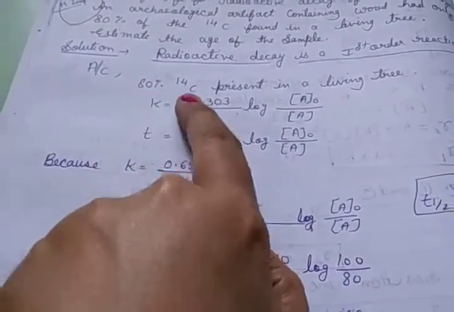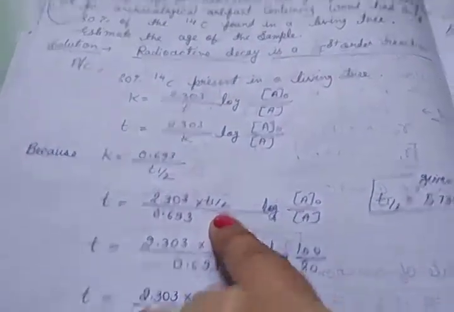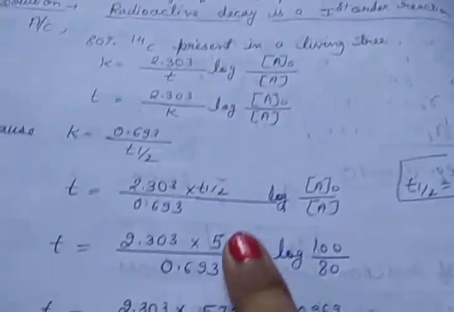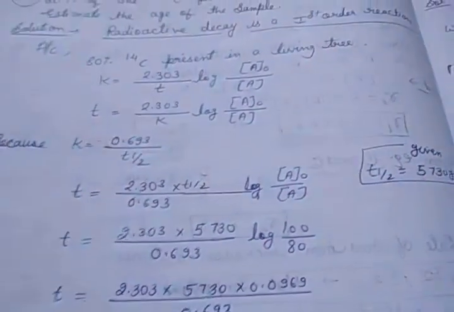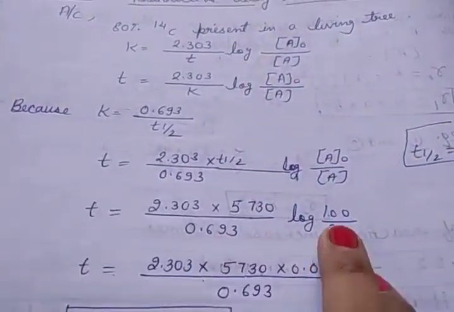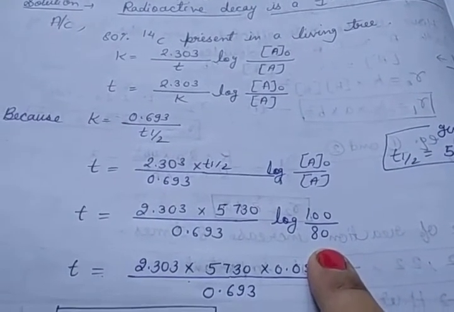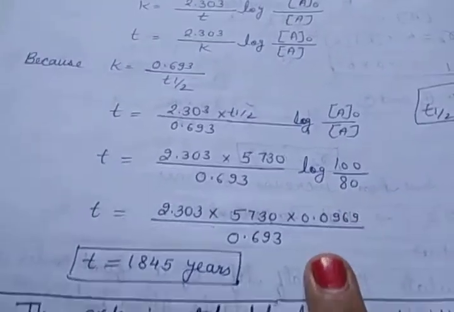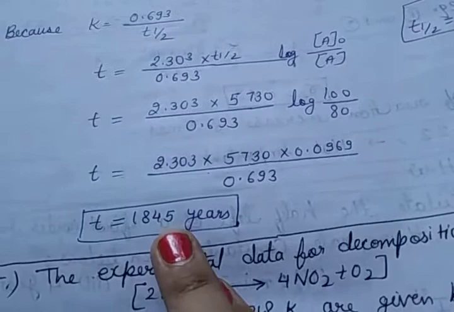Here 80% is given, and the T half value is given as 5730. So 2.303 multiply 5730 and divide 0.693, log of initial concentration 100 and final concentration 80, because 80%. So 100 is initial and then final is 80. Calculate the value and the value comes 1845 years.